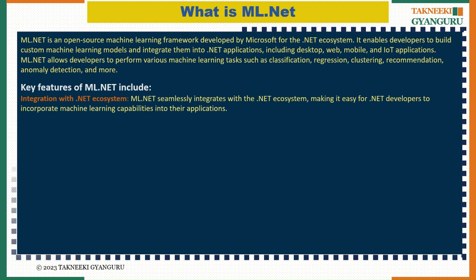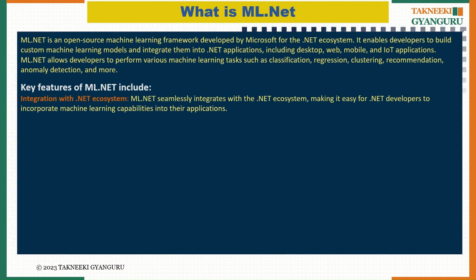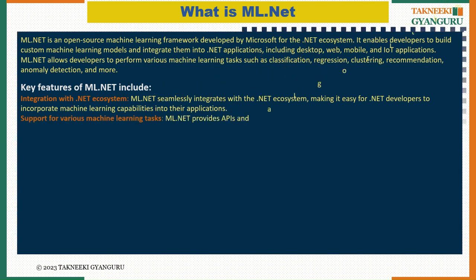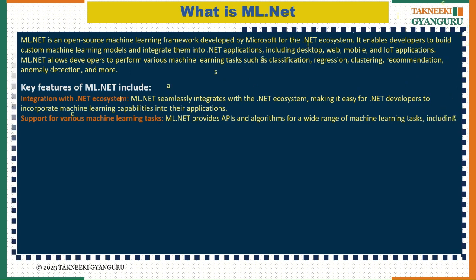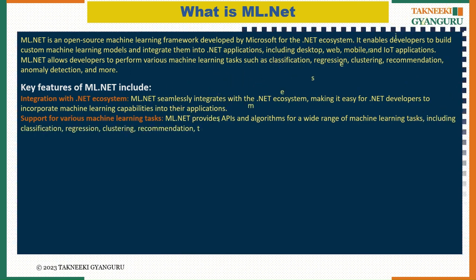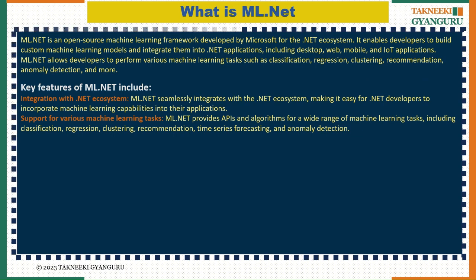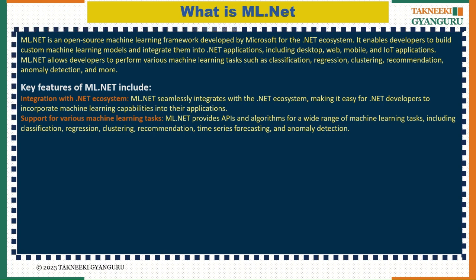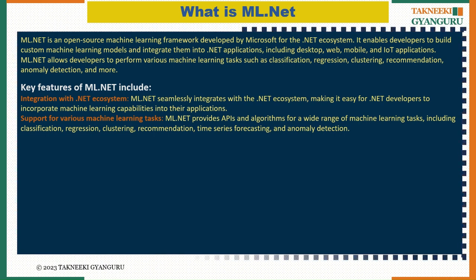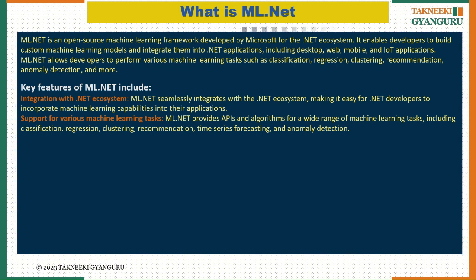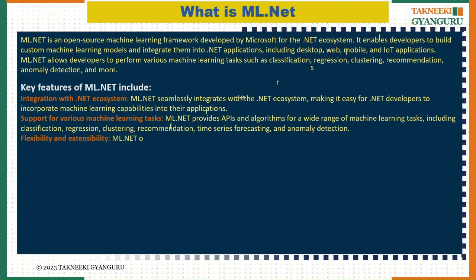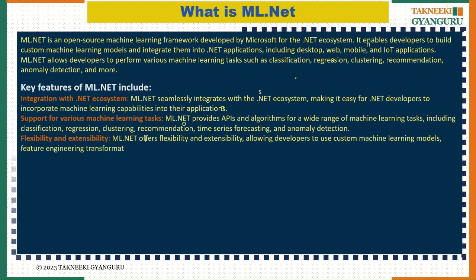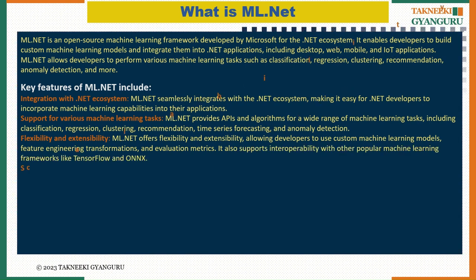The first one is integration with the .NET ecosystem. ML.NET seamlessly integrates with the .NET ecosystem, making it easy for .NET developers to incorporate machine learning capabilities into their applications. Next one is support for various learning tasks. ML.NET provides APIs and algorithms for a wide range of machine learning tasks, including classification, regression, clustering, recommendations, time series forecasting, and anomaly detection.